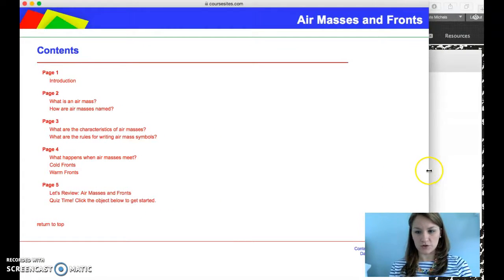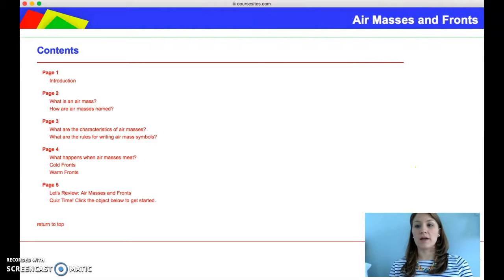Now this lesson was created about the topic of air masses and fronts, which is an 8th grade science topic. I created it with the intent of being able to use it in my collaborative inclusion science class. However, it can also be used in a general education class as well as an honors class.